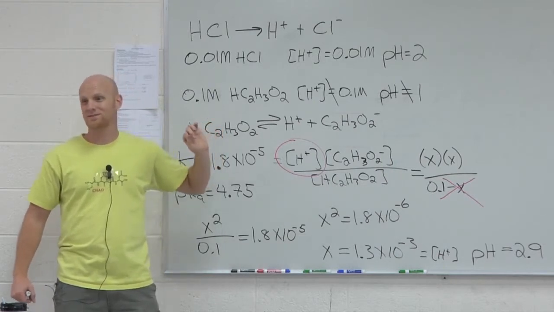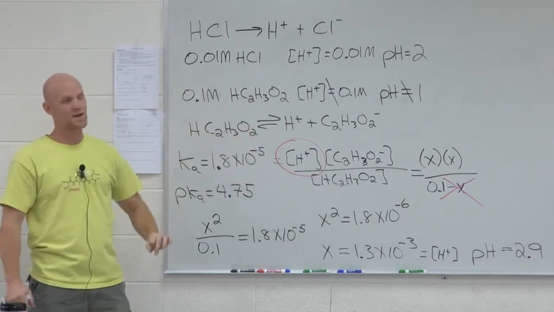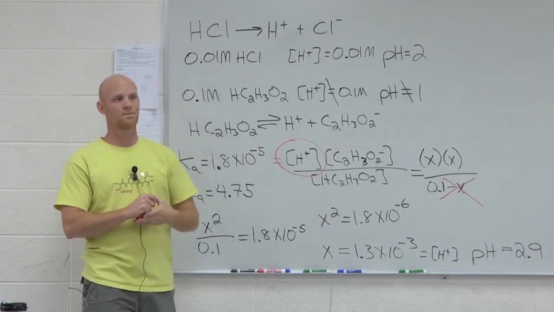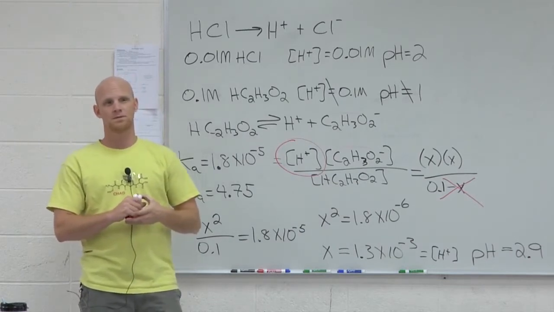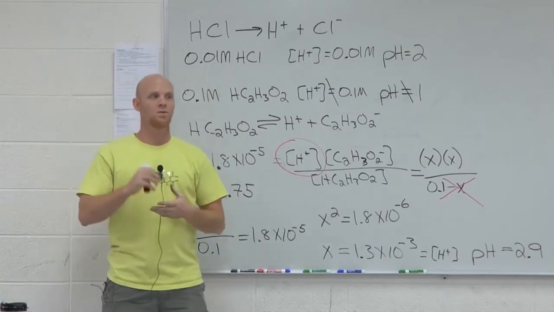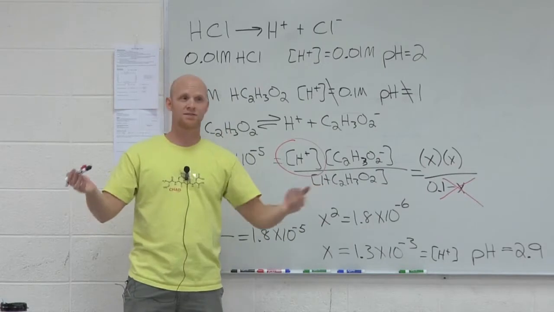Buffer calculations. This is just simply a weak acid. That's not a buffer. Just a weak acid all by itself, that's not a buffer. What do you need to actually have a buffer? You've got to have a minimum of 2 things in your solution. What are those 2 things? Weak acid and conjugate base, or weak base and conjugate acid, same diff.